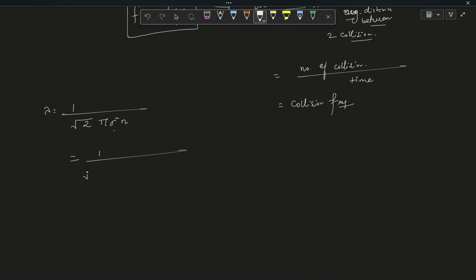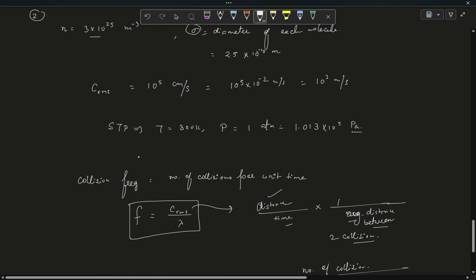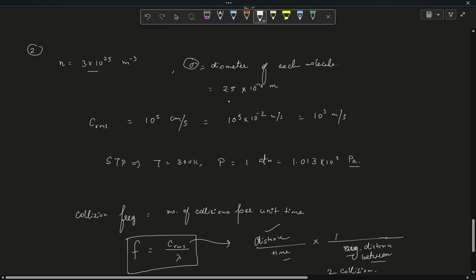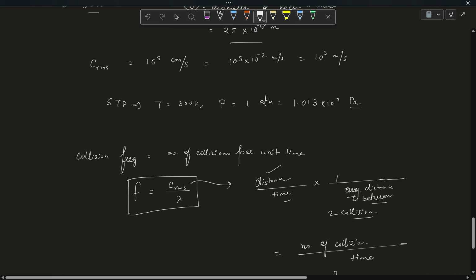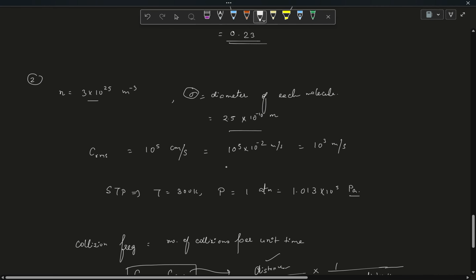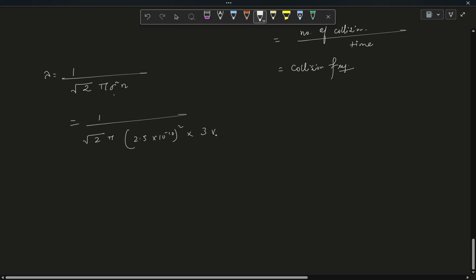Because these quantities are given to you in the question itself, you will just directly use that and you will get that this is equal to root over 2 into pi into sigma, which is 2.5 into 10 to the power minus 10, whole squared, into n, the number density, which is 3 into 10 to the power of 25, right? So this is 3 into 10 to the power of 25.